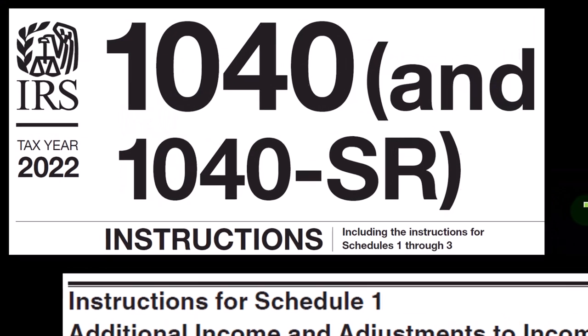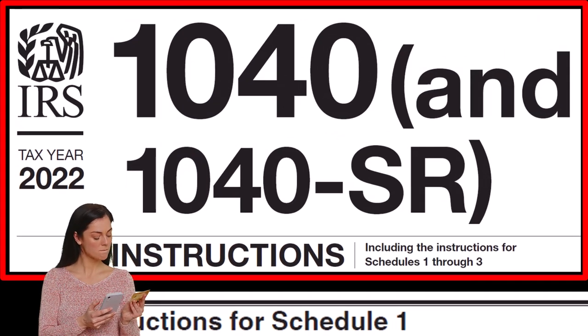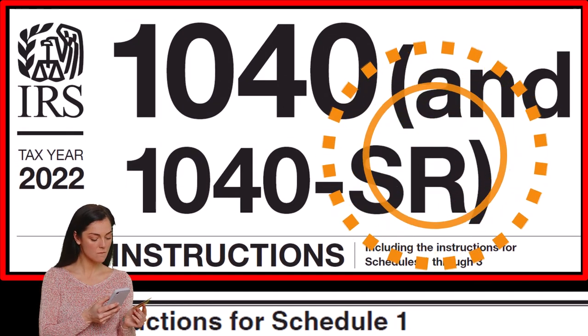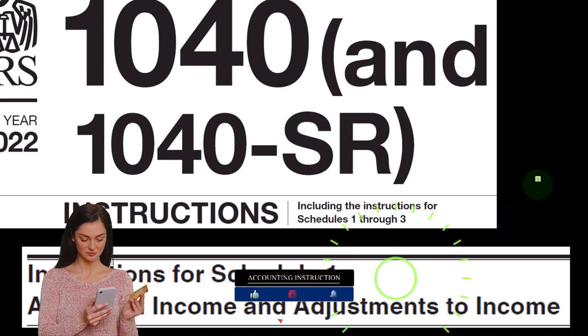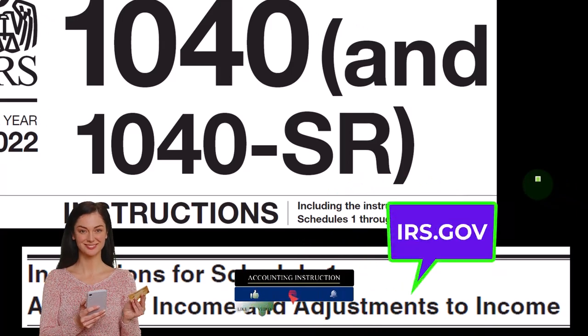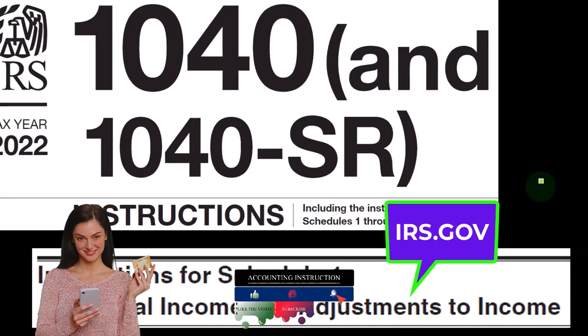Most of this information comes from the Form 1040 Instructions Tax Year 2022, Instructions for Schedule 1, Additional Income and Adjustments to Income. You can find it on the IRS website, irs.gov.